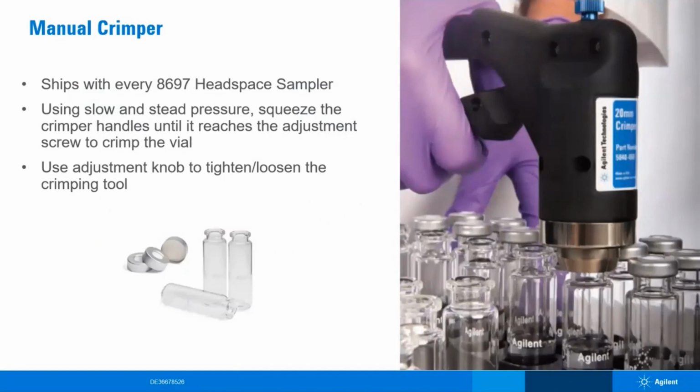So if you are running dozens or sometimes hundreds of samples, you need to understand at what point you need different types of crimpers. For smaller volumes, we recommend the manual crimper. This is easy, low cost, simple, straightforward. It ships with every 8697 sampler. Just with steady pressure, you can squeeze to get the crimper to properly crimp, and then you can also have the adjustment dial to make sure that you get a perfect crimp every time.